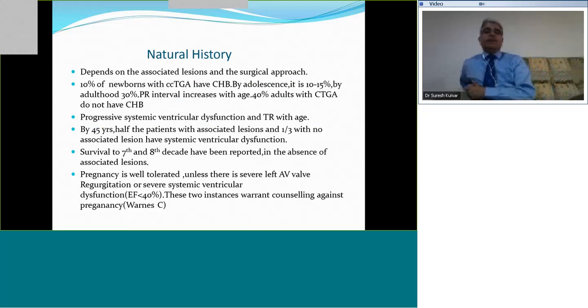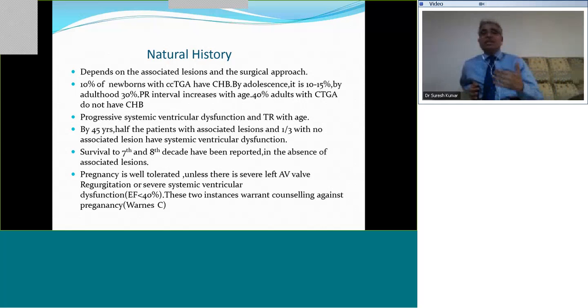What happens to these patients? It depends on the associated lesions and the surgical approach. 10% of newborns with congenitally corrected transposition would have complete heart block. I already referred to the progressive occurrence at 2% per year as you're dealing with the older population. You find a larger number with complete heart block.